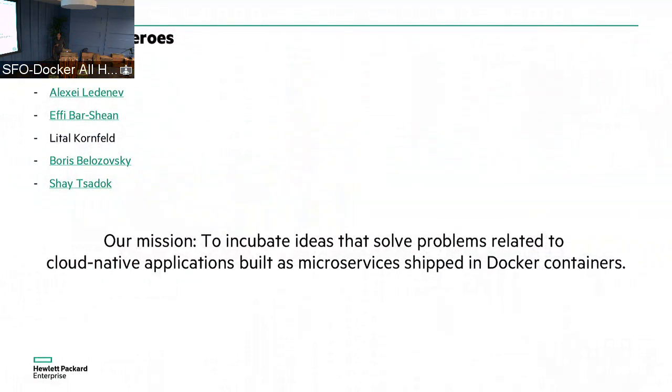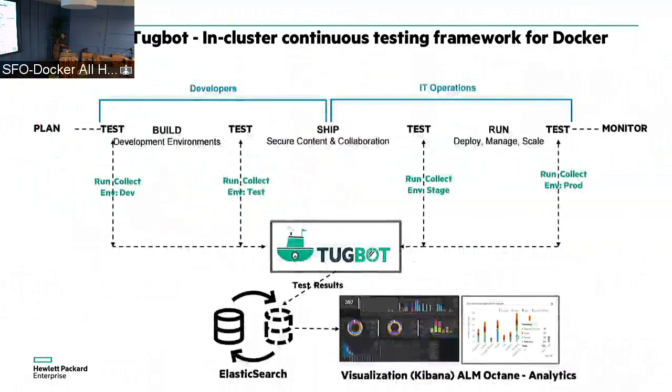We actually develop new ideas and we try proofs of concept out there to see which ones work, particularly related to cloud native applications built as microservices in containers. So the first thing we're going to do is introduce something called Tugbot. Tugbot is a takeoff on Tugboat, the ability for a tugboat to bring containers safely to port. This is what Tugbot does. It takes containers and brings them safely into production. And that's what we're trying to do.